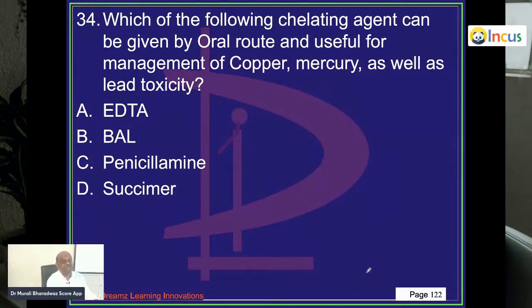Which IPC section says, if your wife says no, still if you push her to have sex with you, that's called intramarital rape. Right? So many challenges are there in life. Which IPC section is it? So all those things, we will have a fun ride, no problem, right?